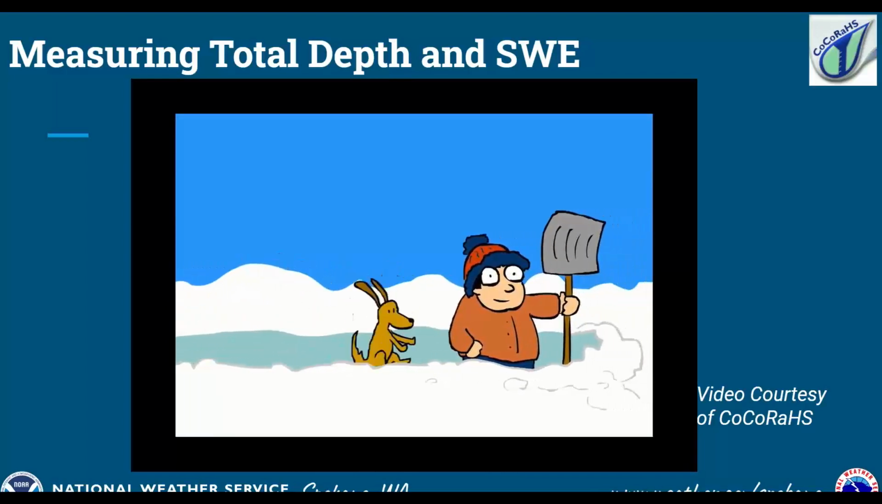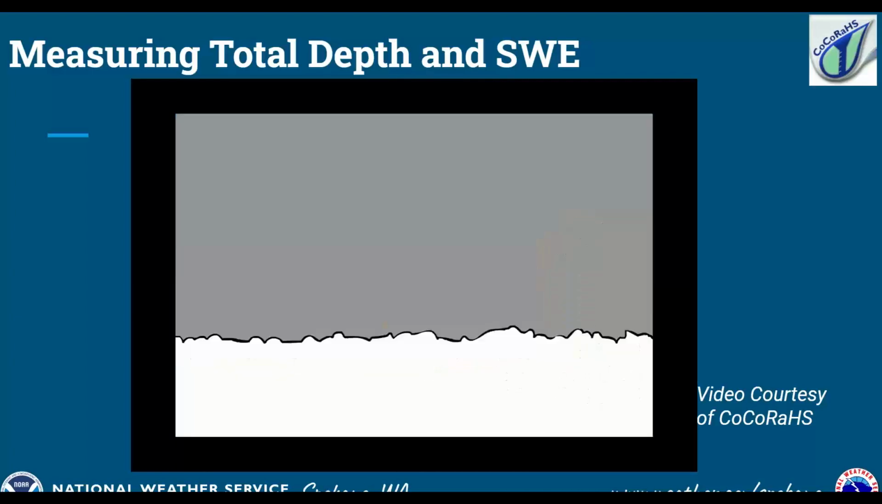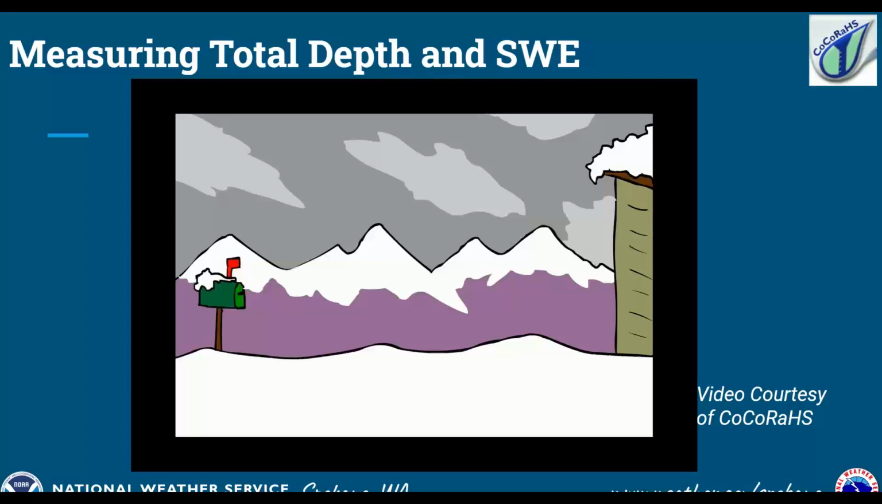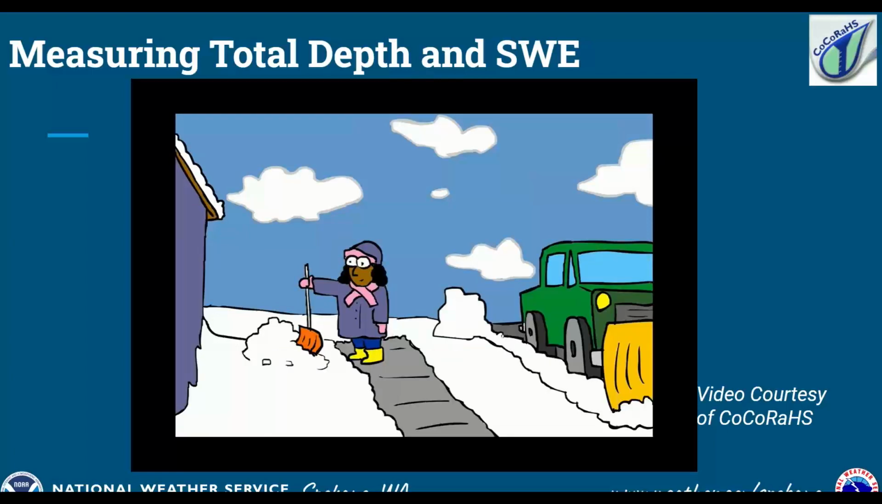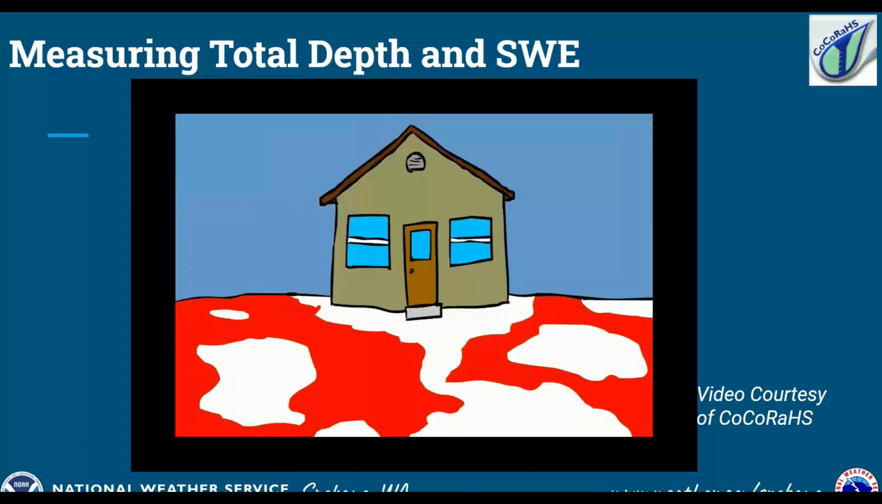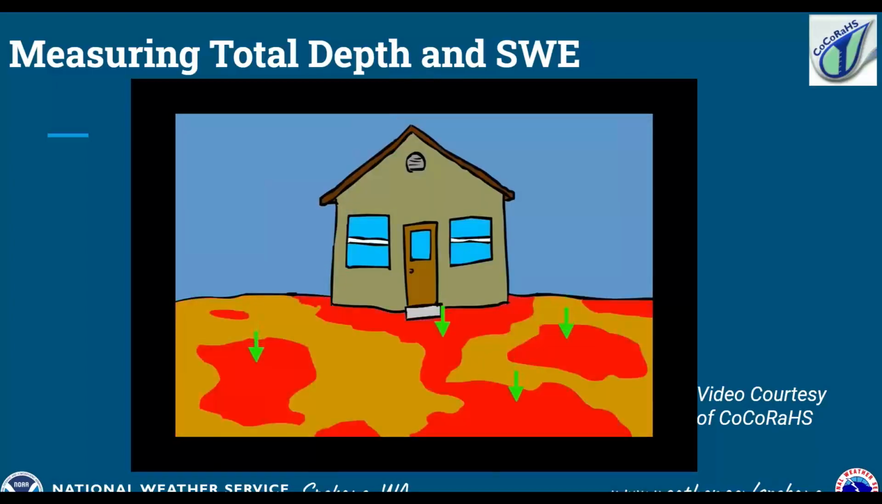We just go outside and you're walking in your yard and you take your yardstick with you and you're just taking measurements in your yard. And you might want to take multiple measurements so you get an average. We want to avoid drifts. We want to avoid anywhere that we piled snow up from shoveling or from plows. We want to find an average depth across our yard or our property.